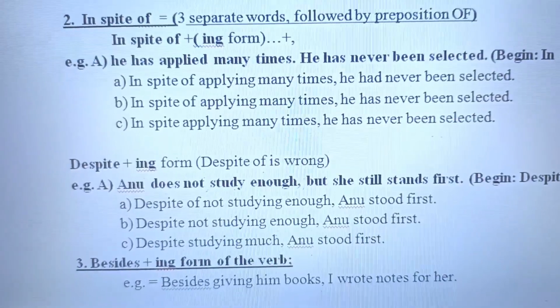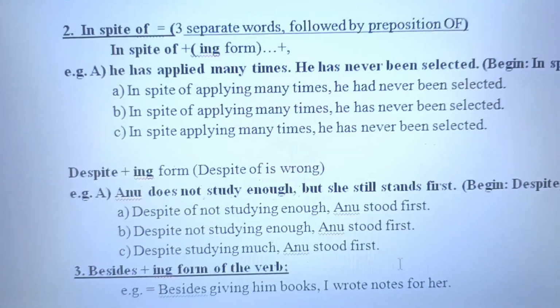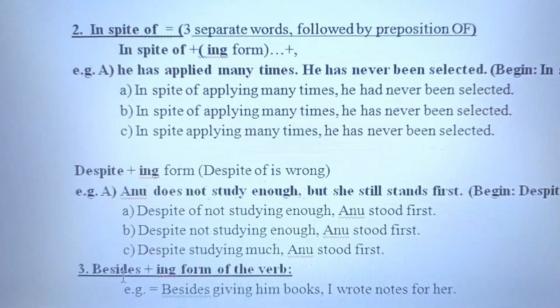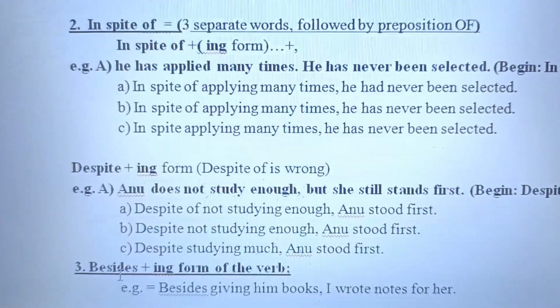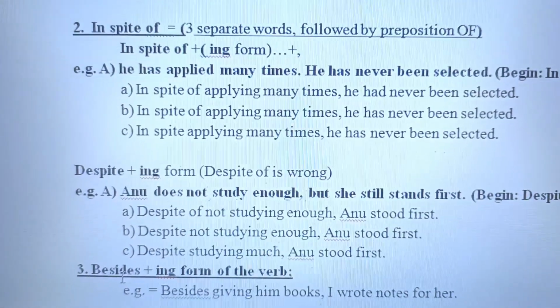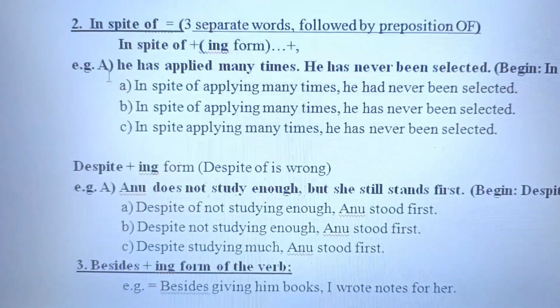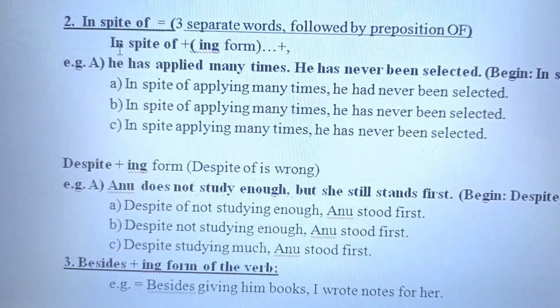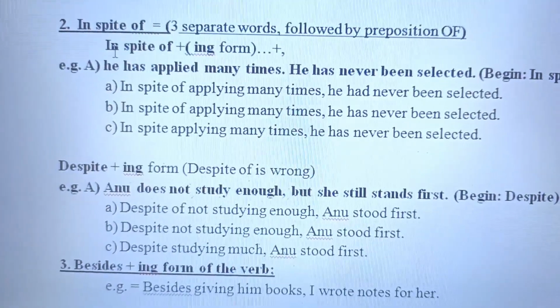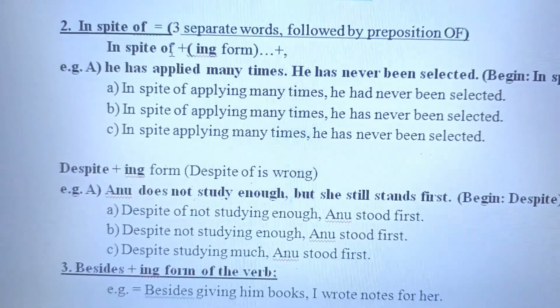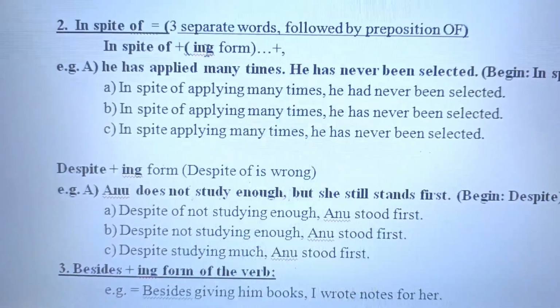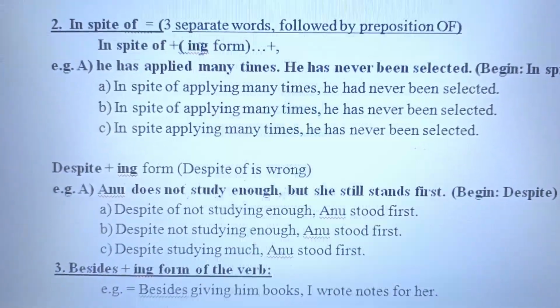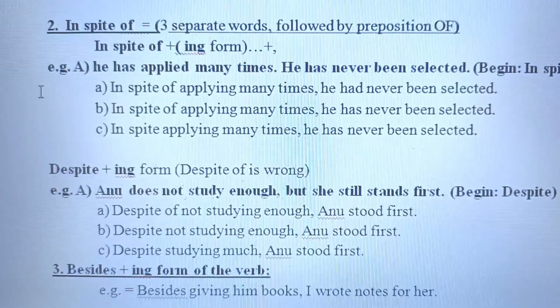Next one we'll see: in spite of. First of all, remember in spite of, three separate words are there, followed by the prepositions. So the trick to find out the correct option is: in spite of, then ing form of the verb will be used. So let's see one example.